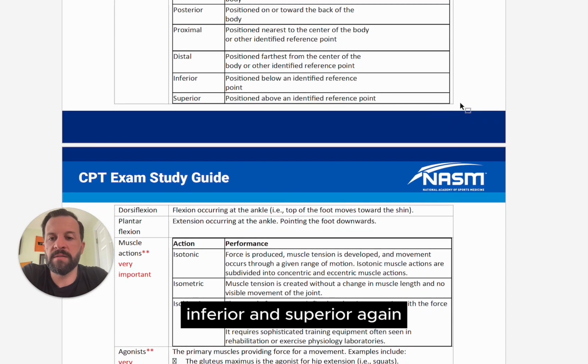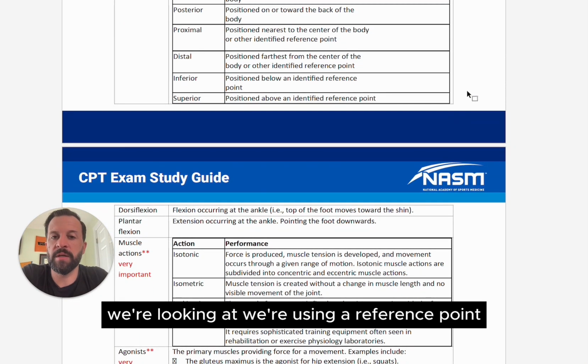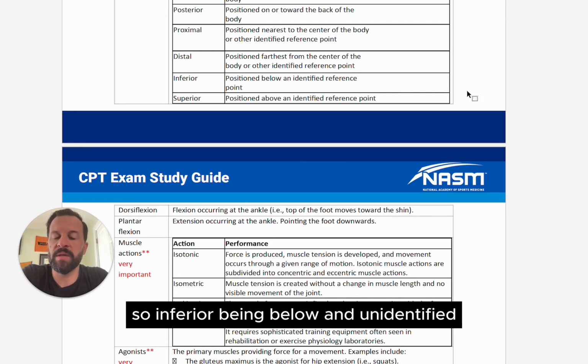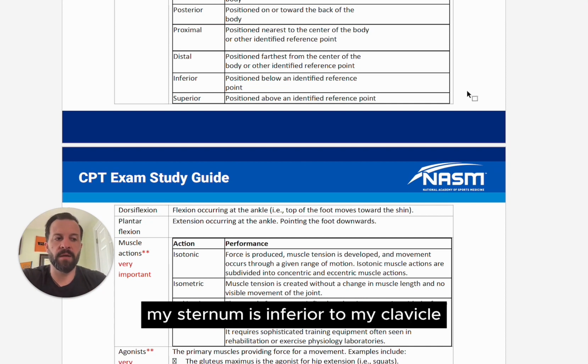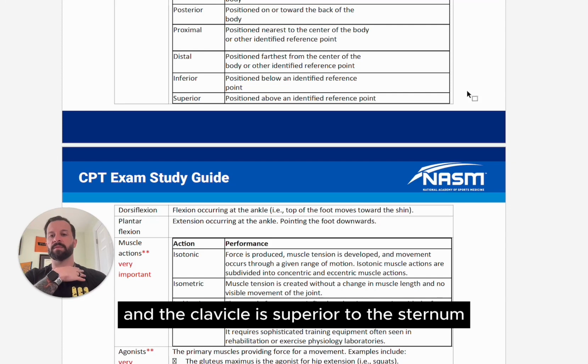Inferior and superior, again, we're using a reference point. So inferior being below an identified reference point. So we could say that my sternum is inferior to my clavicle and the clavicle is superior to the sternum.